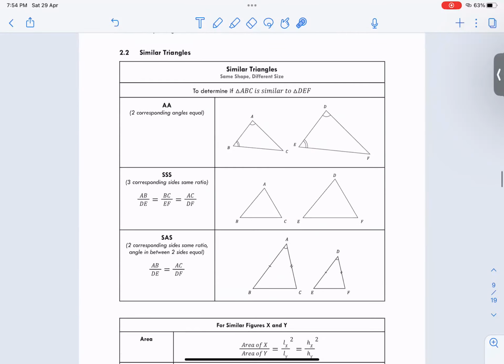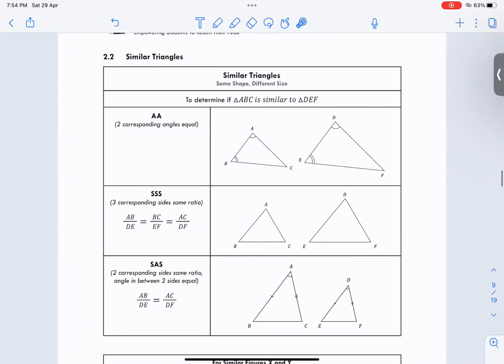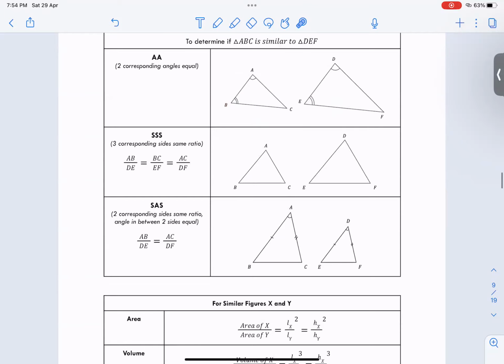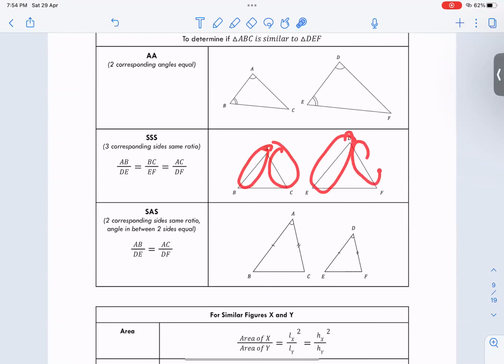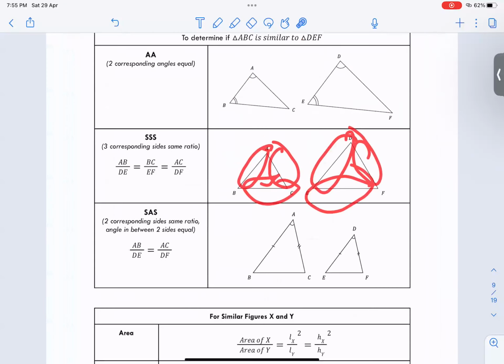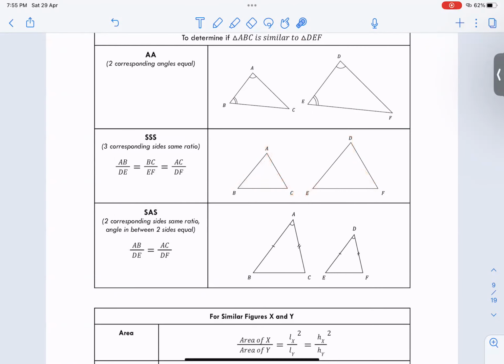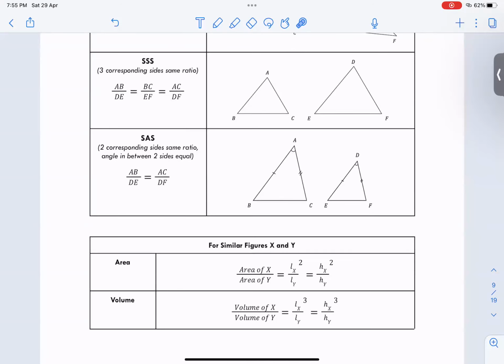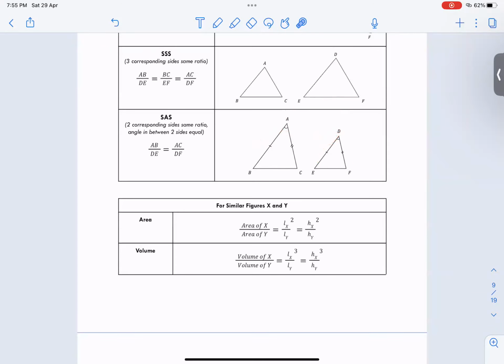Then after that, similar triangles. This one is a bit less. It's either the two angles are equal. So if two angles are equal, then three angles are equal. Or the corresponding sides all have the same ratio. So AB over DE equals BC over EF equals, yeah. Then the last one is the sides with the same ratio and the angle in between equal. This is kind of similar to the congruent one.